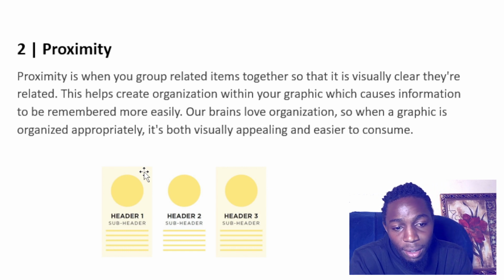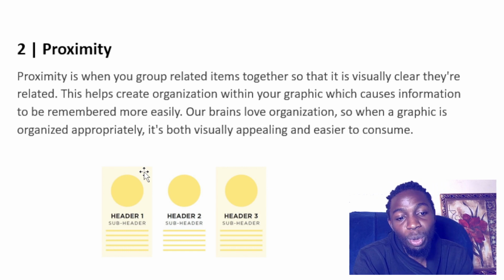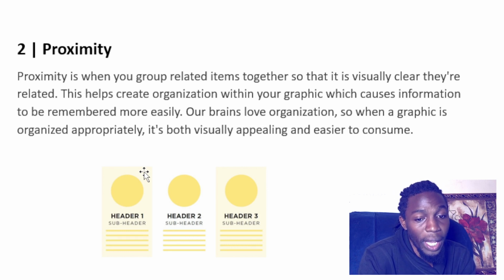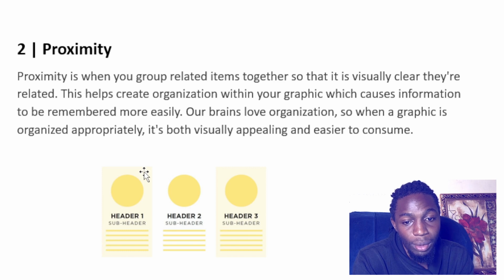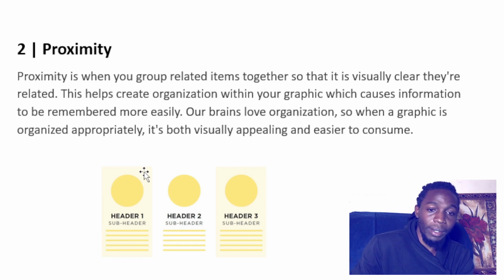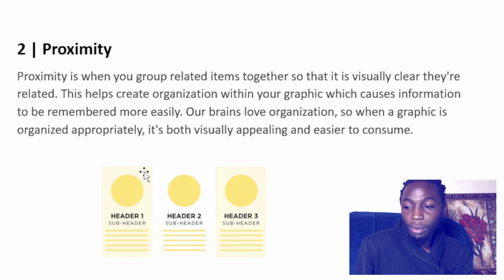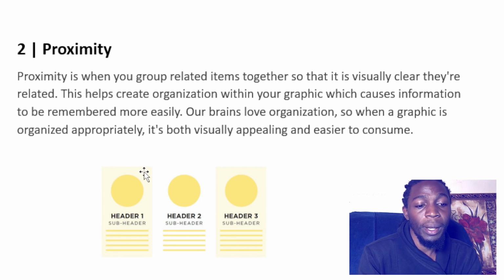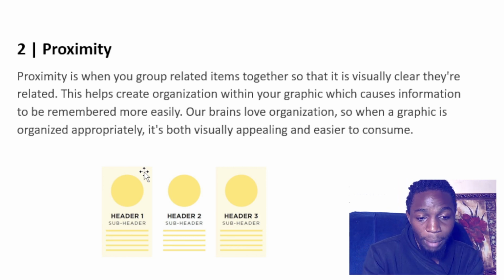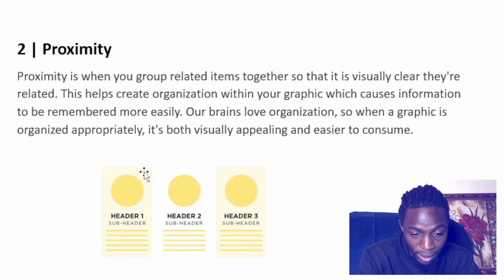Now, the second one is proximity. Proximity is when you group related items together so that it is visually clear they are related. So it is all about creating relationship in your artwork. For example, you are designing a poster or a company profile. Let me use an example of an icon from a logo. You have designed a logo and you have an icon of the logo.